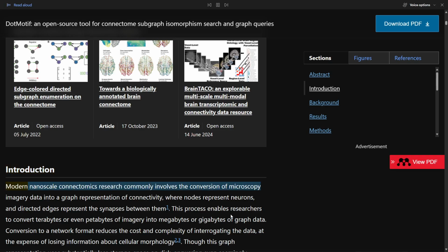Introduction. Modern nanoscale connectomics research commonly involves the conversion of microscopy imagery data into a graph representation of connectivity, where nodes represent neurons and directed edges represent the synapses between them. This process enables researchers to convert terabytes or even petabytes of imagery into megabytes or gigabytes of graph data. Conversion to a network format reduces the cost and complexity of interrogating the data, at the expense of losing information about cellular morphology too.